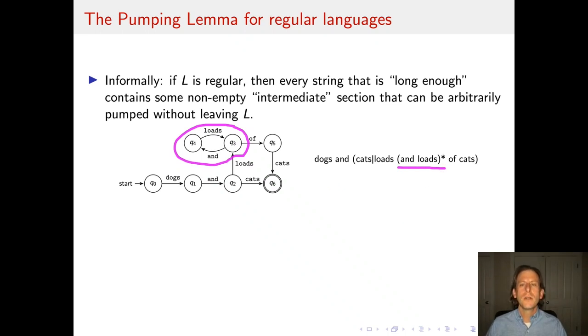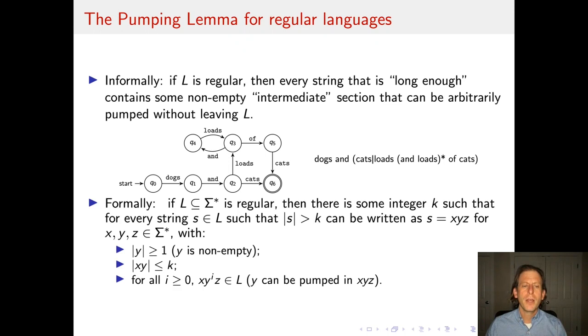Okay, so the informal statement is that if you're able to expand to arbitrarily long strings, then you have to have a repeatable section like that. Here's the formal statement. Suppose that a language is regular. There must be some integer k such that for every string that is longer than k, you can decompose or write the string into 3 components, x, y, and z. So S, the string, will be the concatenation of x and y and z.